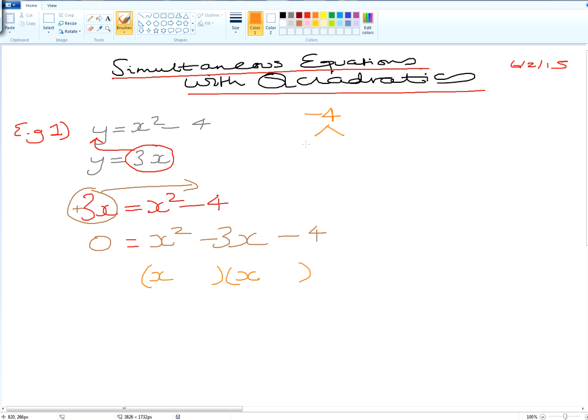So, factors of minus 4 are minus 1 and plus 4, or plus 1 and minus 4, or minus 2 and plus 2. Don't forget times in between each one, yeah? It's not minus 1 add 4, it's minus 1 times 4. These are times. I'll put that here.